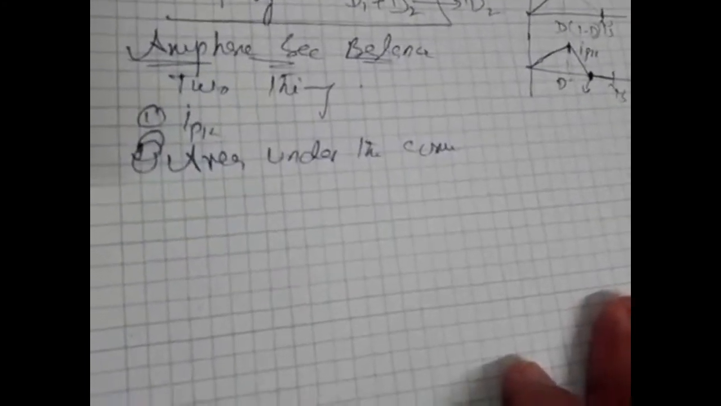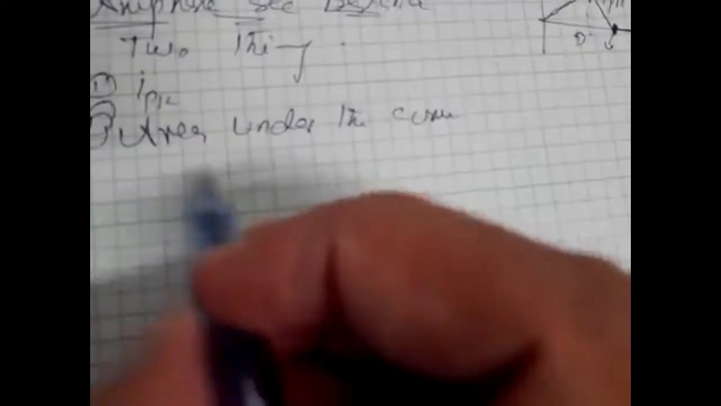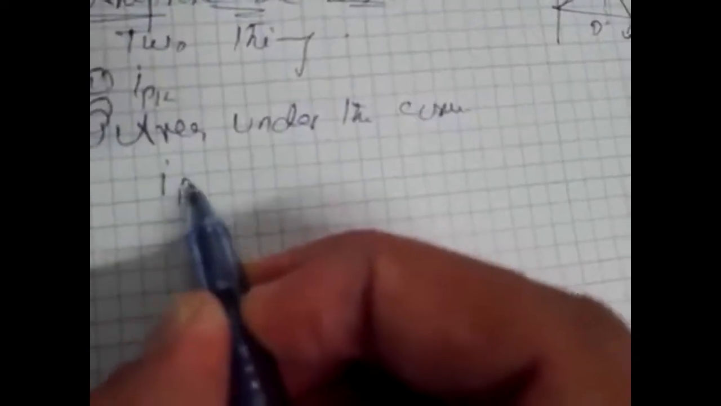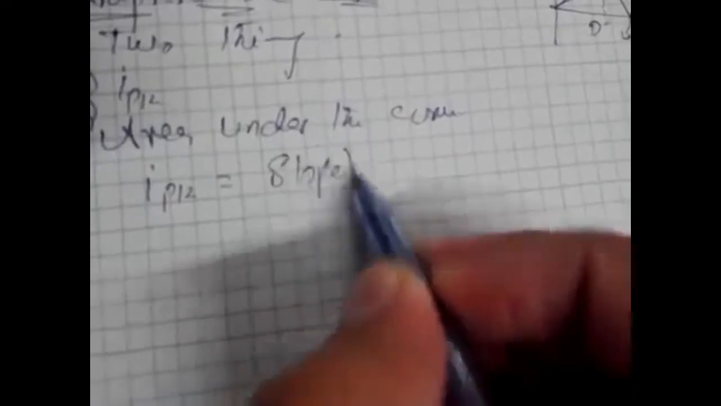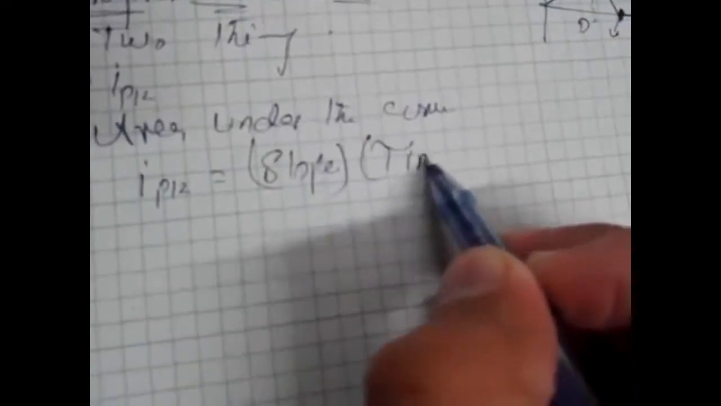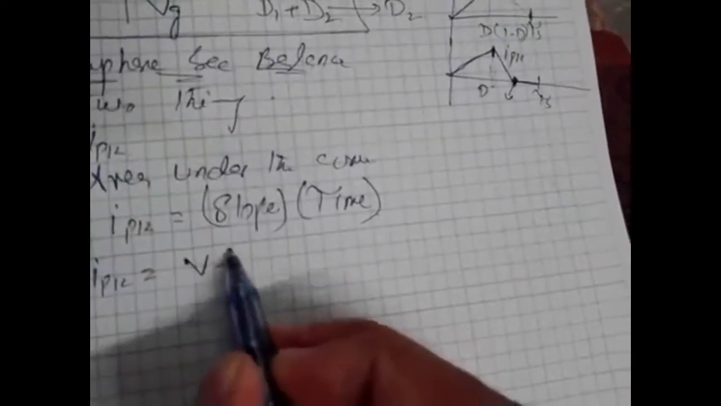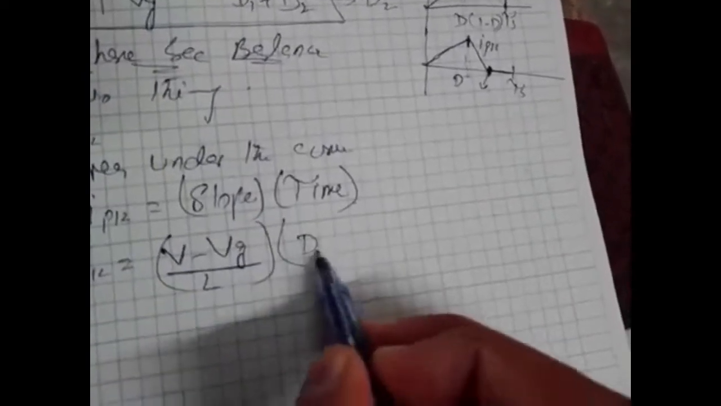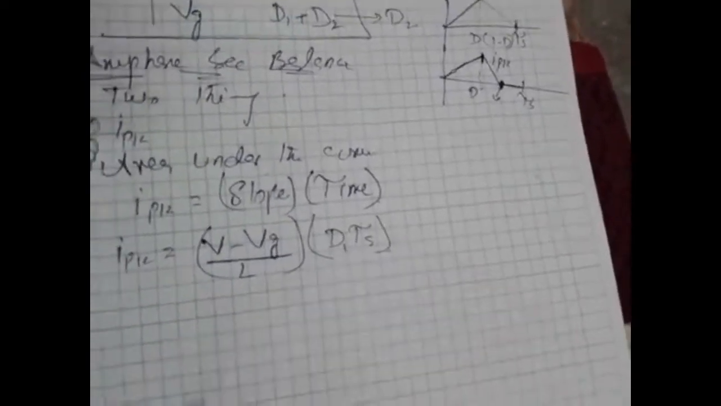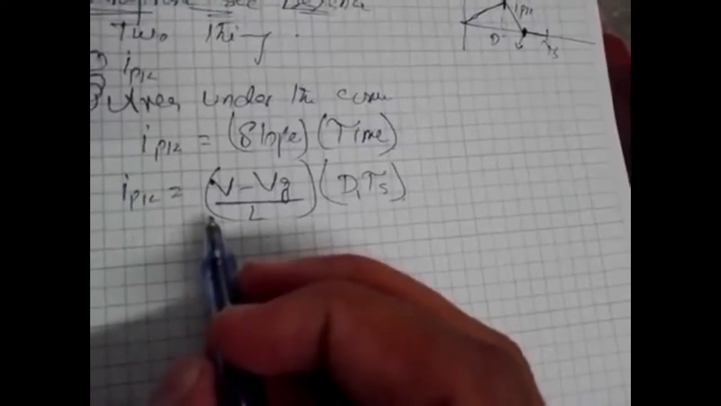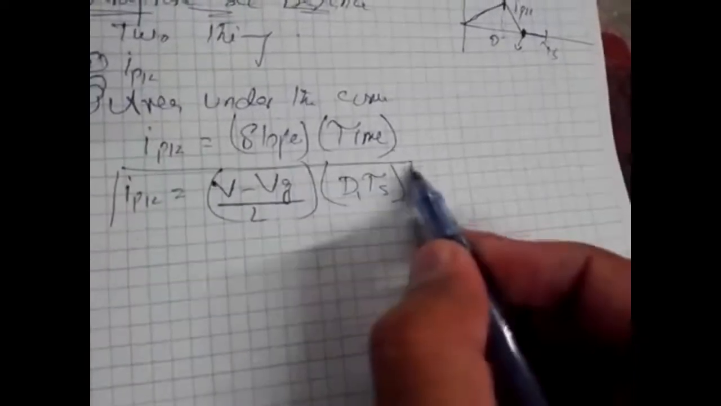So let's look at the Ipeak. The Ipeak will be equal to the slope into time. So Ipeak will be equal to the slope, which is (V minus Vg) divided by L, and the time is D1Ts. So this is Ip, I found this Ip.